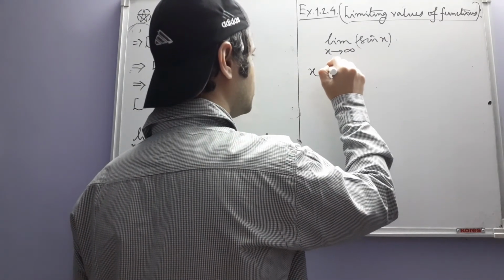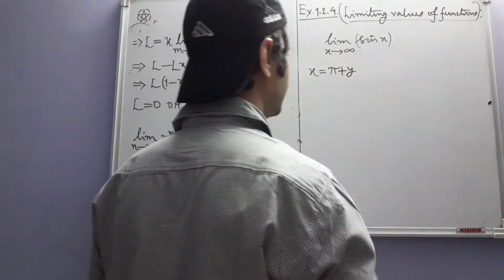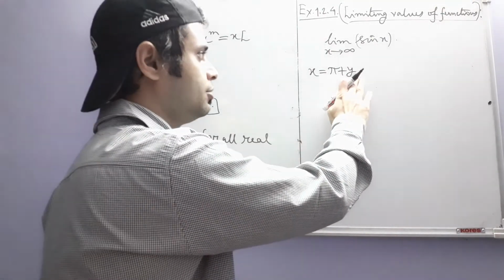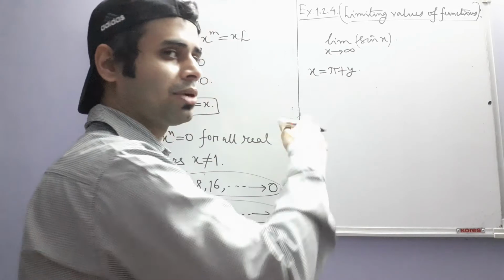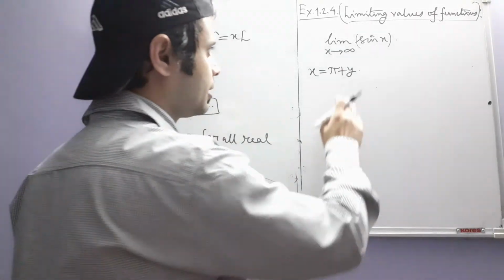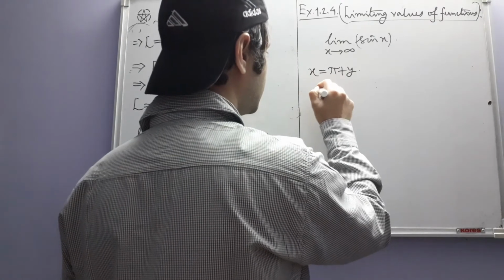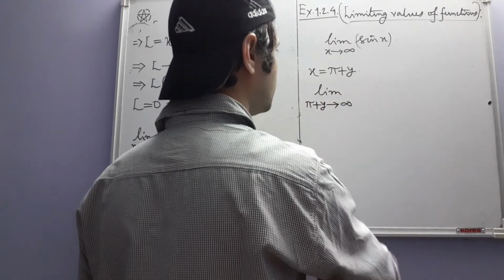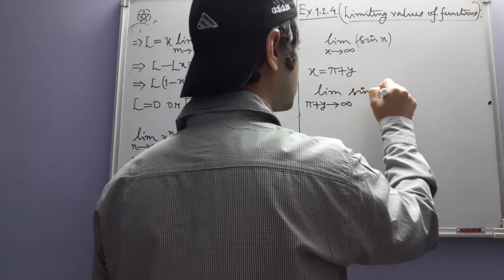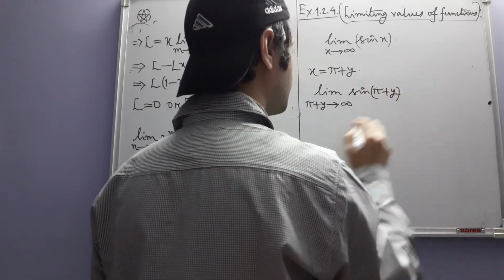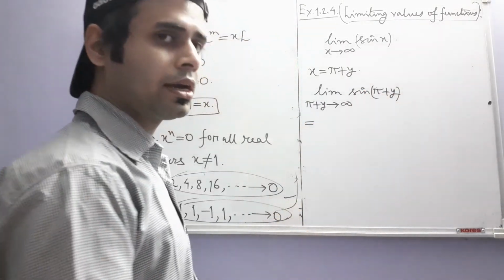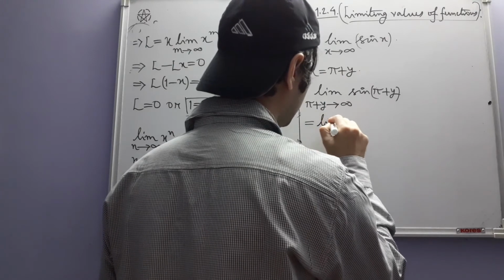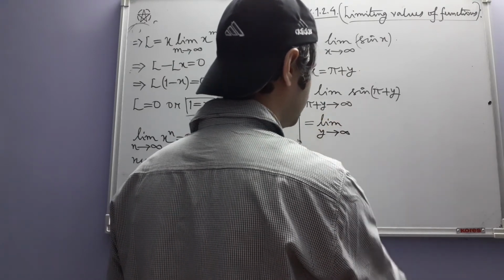What is that variable? I am writing pi plus y for x. In other words, I am defining a new variable y, which is x minus pi, and I am applying that here. So this limit will become limit pi plus y tends to infinity of sin of pi plus y. Now as pi plus y approaches infinity, since pi is a finite number, y must approach infinity. So limit y tends to infinity.